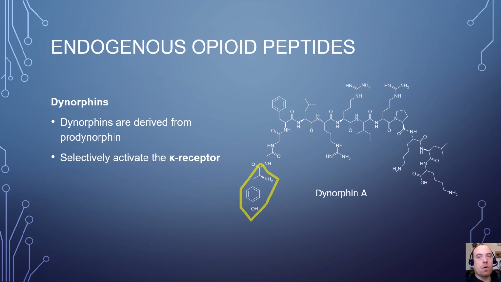Dynorphins are derived from prodynorphin, which is just another related substance. They selectively activate the kappa receptor.